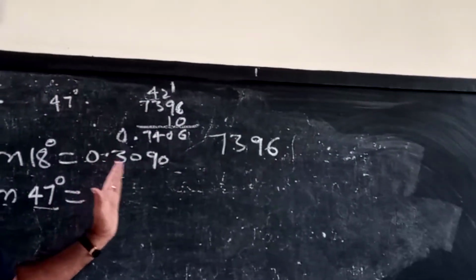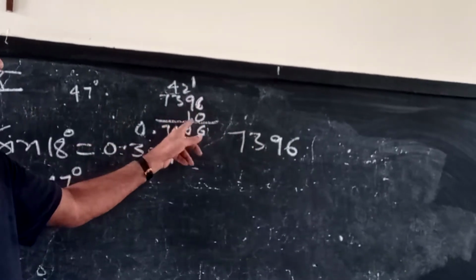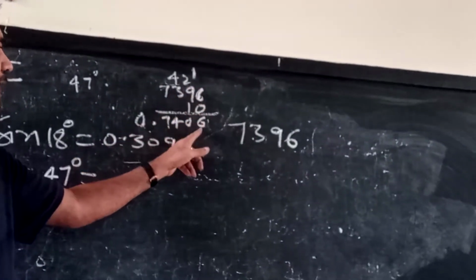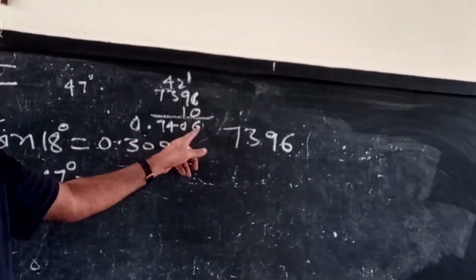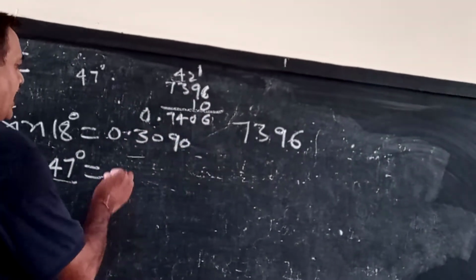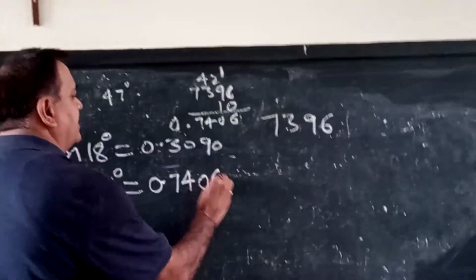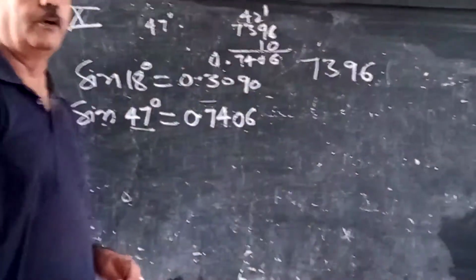Then 5 is more. That 5 we will see in the mean difference column. Then the value given is 10. It will be added. 6 plus 10, 4. And then you have to write 0.7406. This is the value. Do you follow? So one more example here.